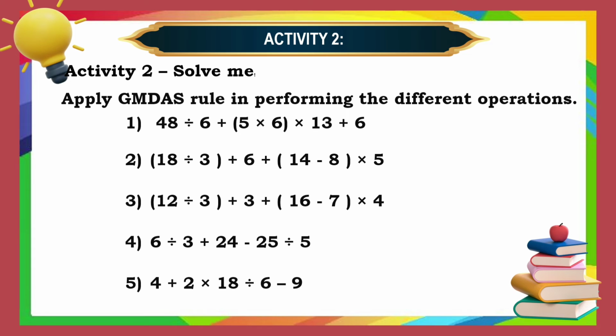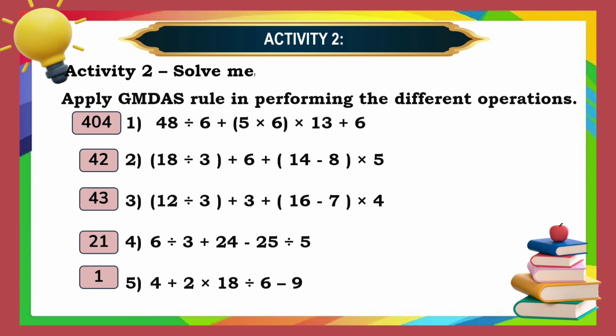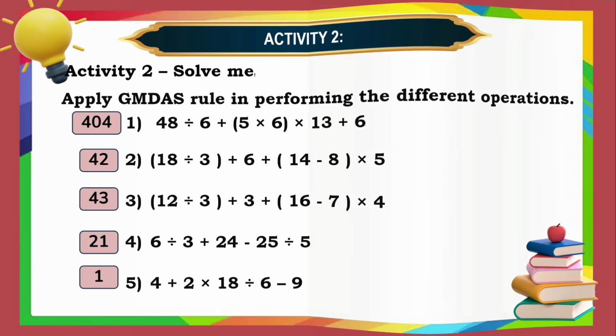And then if you're done, you can refer to these answers. For number 1, 404. For number 2, 42. For number 3, the answer is 43. For number 4, the answer is 21. And for number 5, the answer is 1.